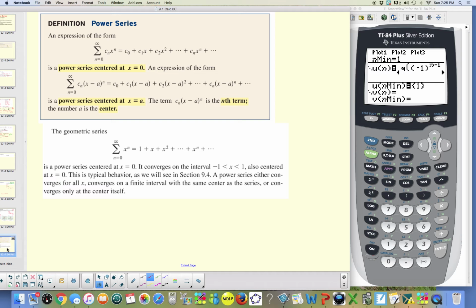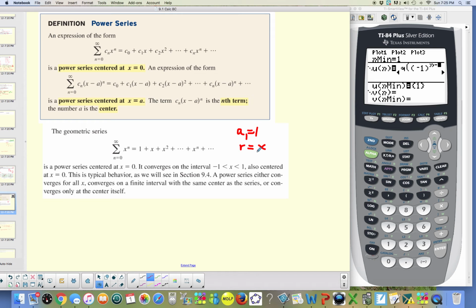Now, let's take a look again at this geometric series that we've looked at before. And again, let me remind you that the first term is 1 and the ratio is x. And we know that this will be equal to the function 1 over 1 minus x, but not for the whole domain, not for all values of x, only for values of x that are between -1 and 1.